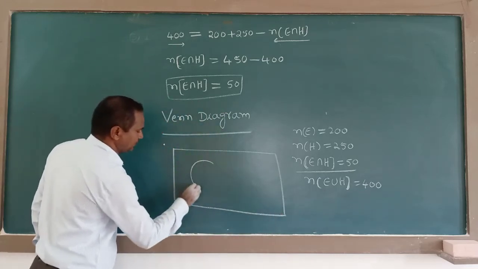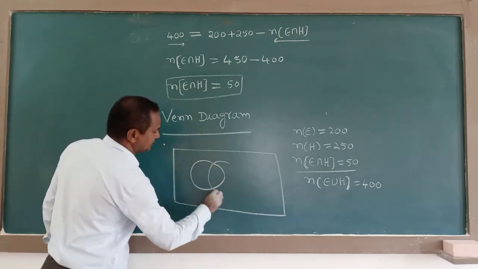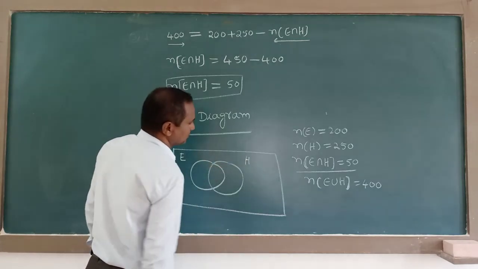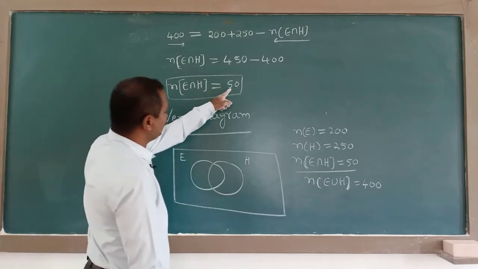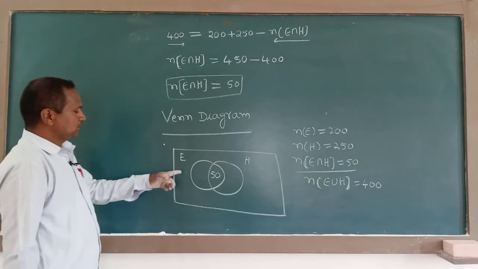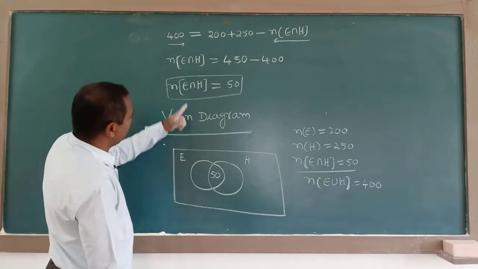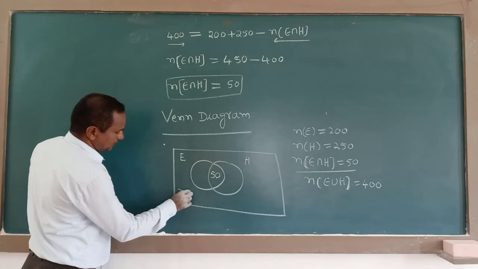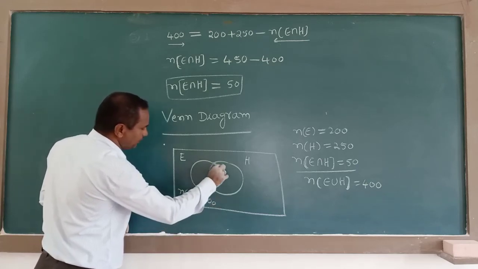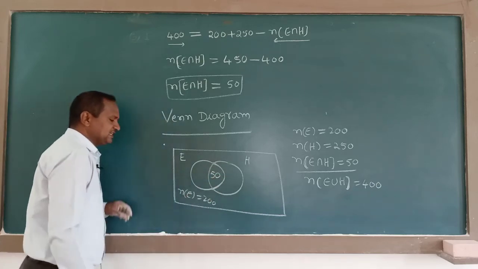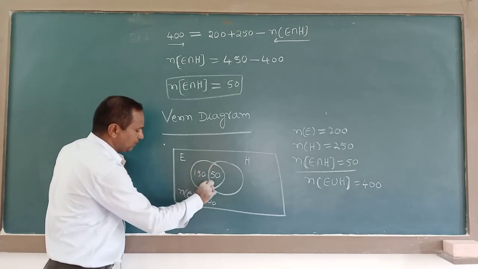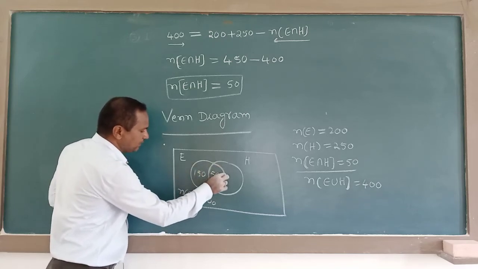It is one set E, and another set H, English and Hindi. Commonly, which elements do we have here? 50. Here, n of E they gave 200, but commonly 50 is already there. 200 minus 50 means how much here? 150. So 150 and the remaining 50.